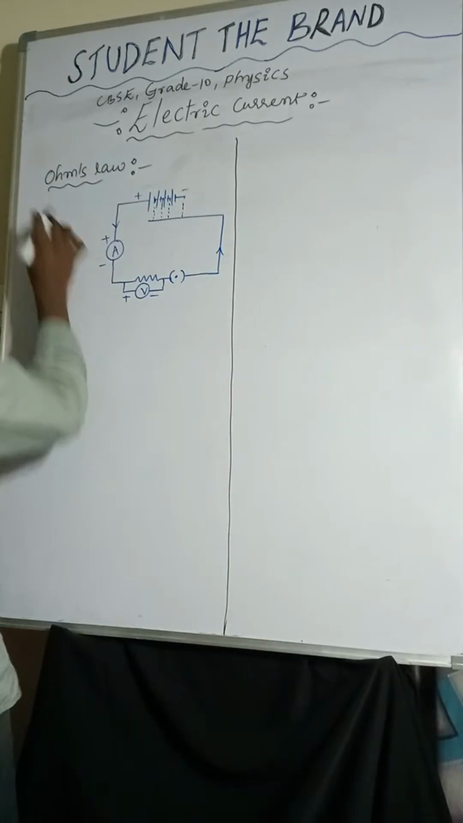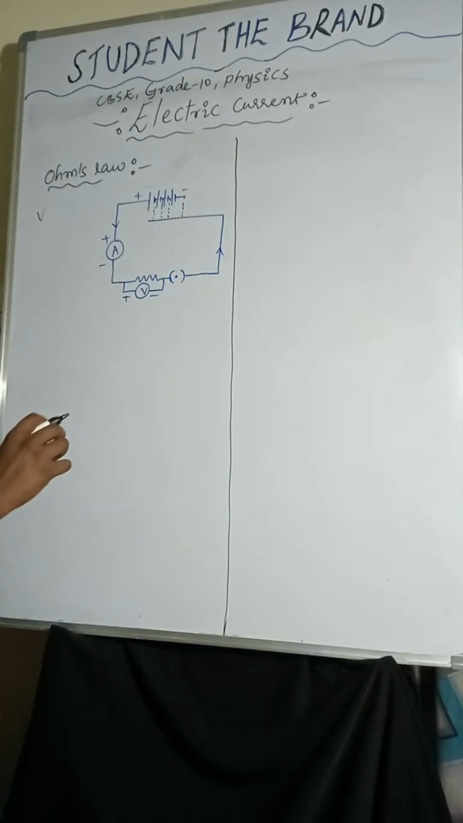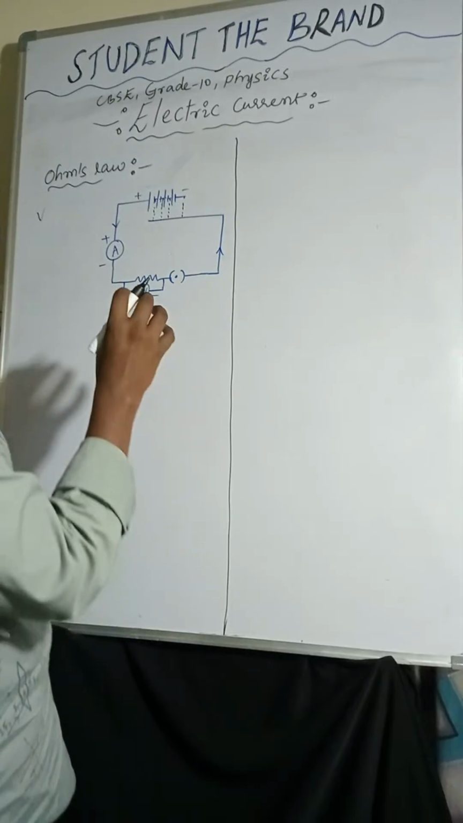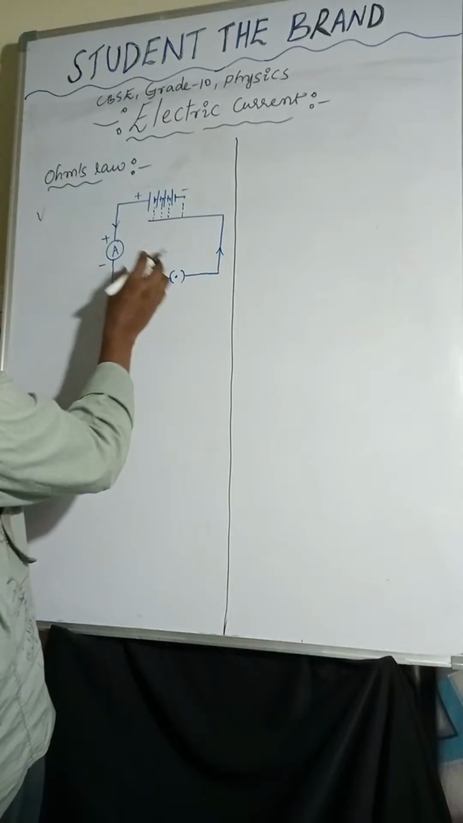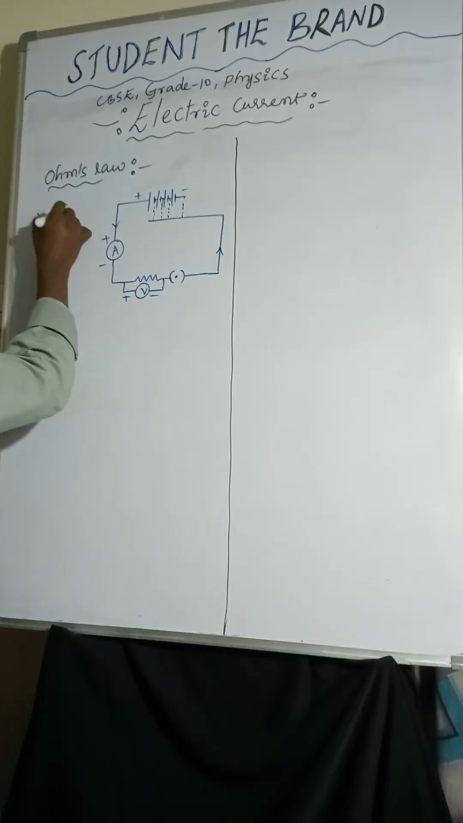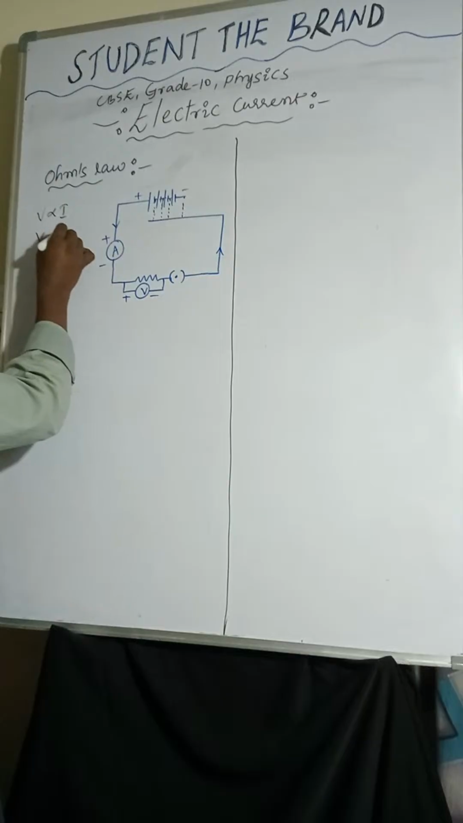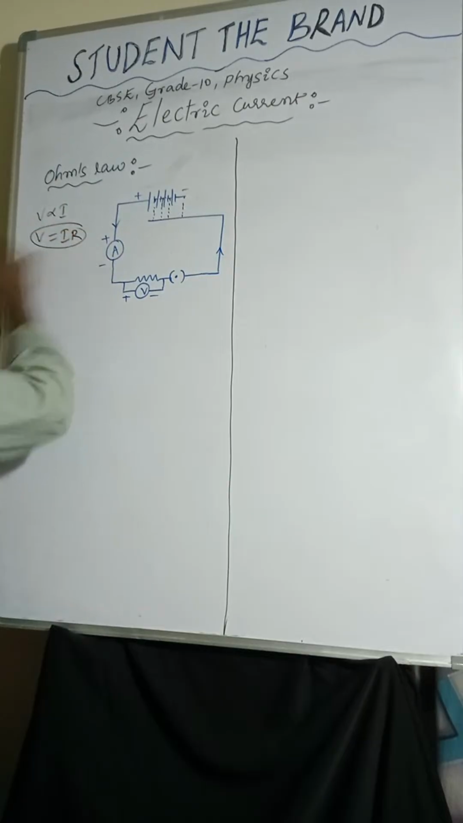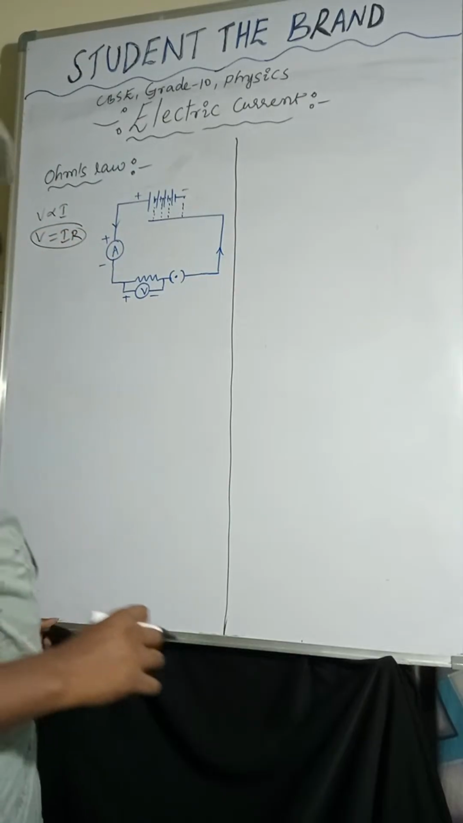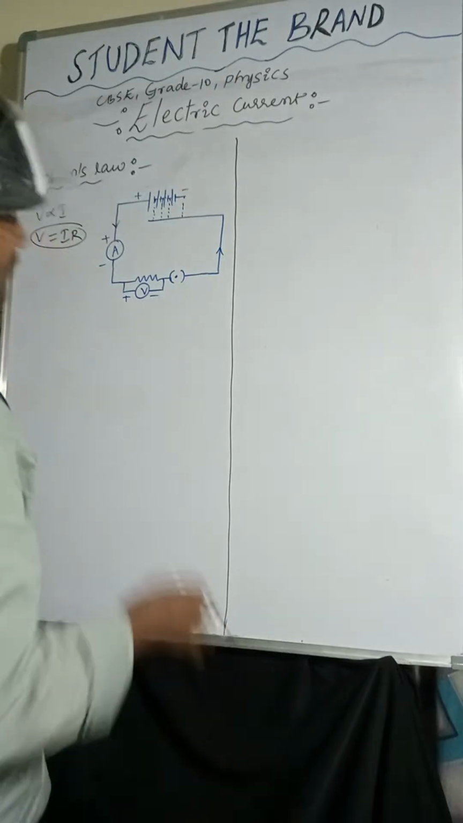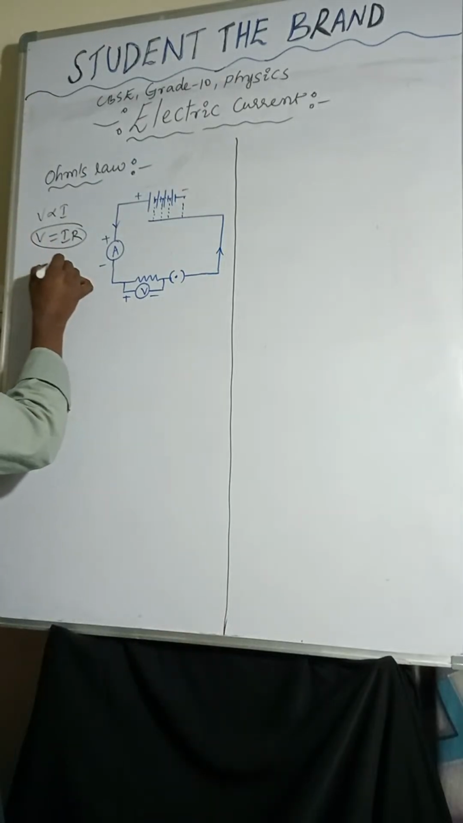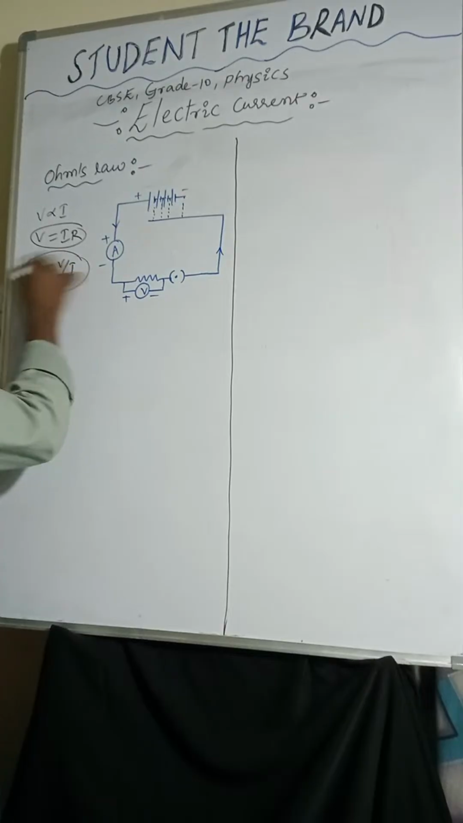So the potential difference across the ends of the given metallic conductor is directly proportional to I. V equal to IR. V is directly proportional to I. Ohm's law gives the definition of resistance: R equal to V by I.